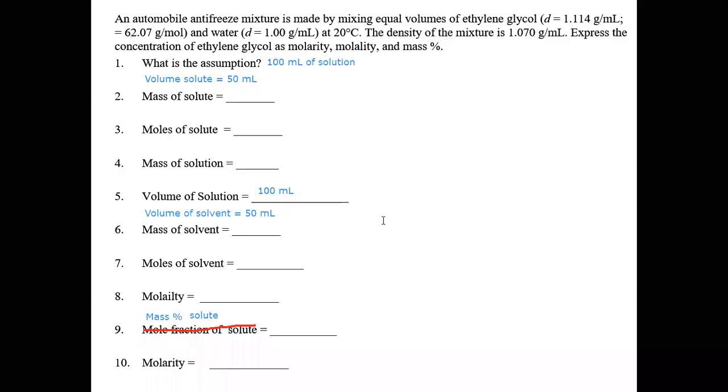So now that we know the volume of solvent, the volume of solute, actually, since it said equal volumes of ethylene glycol, when we find the mass of solution, it's going to be from the mass of solute plus the mass of solvent, because we have equal volumes of solute and solvent. So we're going to find the mass of solution by adding the mass of solute and mass of solvent, because we have 50 milliliters of each, equal volumes of the two.